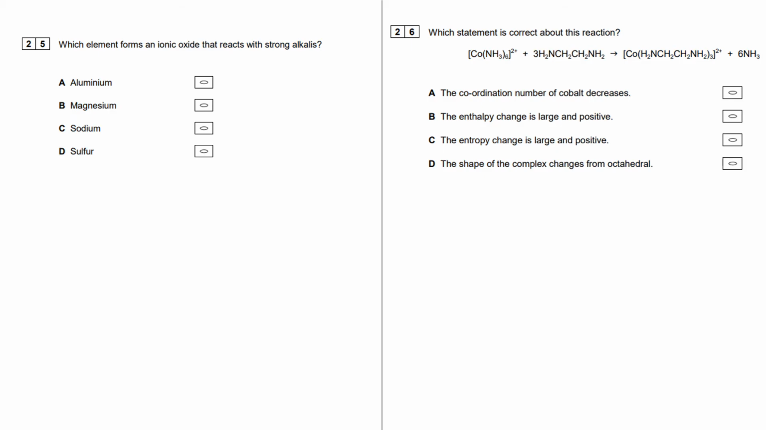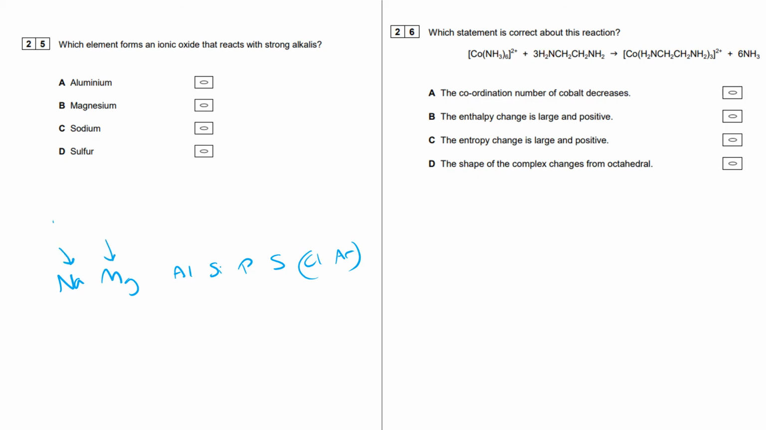Question 25. Which element forms an ionic oxide that reacts with strong alkalis? So this is from the periodicity topic in year 13. We have aluminium, magnesium, sodium and sulfur. So going across period 3, we have sodium followed by magnesium, aluminium in group 3, silicon, phosphorus, sulfur, chlorine and argon, but they're not on the specification. So they're oxides.